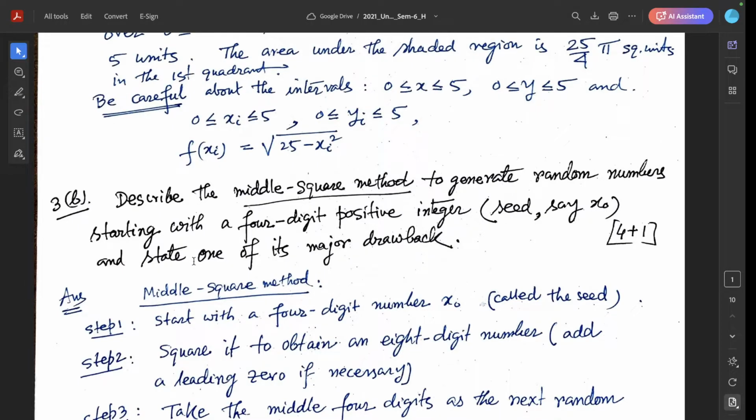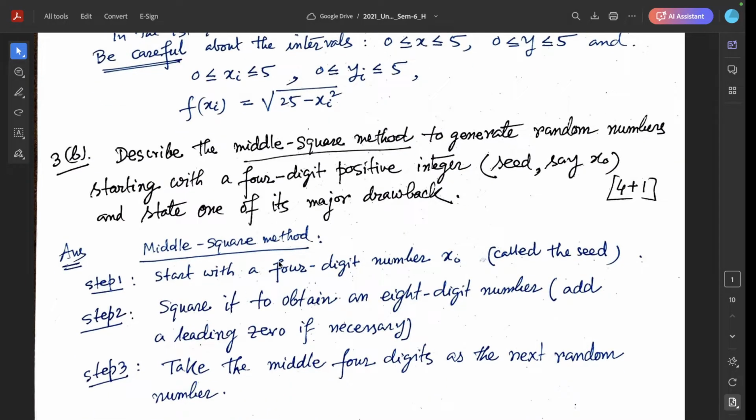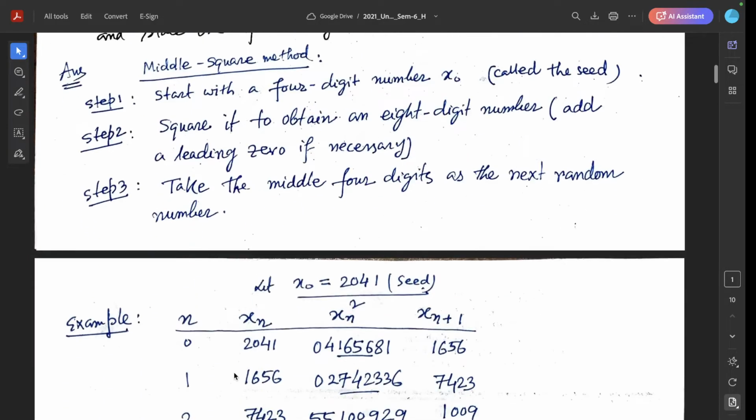Next question: describe the middle square method to generate random numbers starting with a 4-digit positive integer seed, say x0, and state one of its major drawbacks. Middle square method: step 1, start with a 4-digit number x0. Step 2, square it to obtain an 8-digit number, adding leading 0s if necessary, and take the middle 4 digits as the next random number.